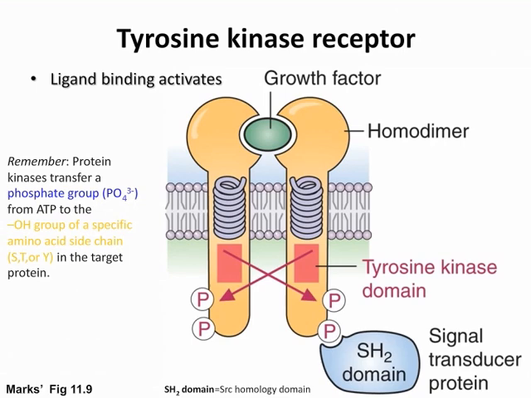Again, you have monomers in the membrane. A ligand will bind to it. In this case, it's growth factor. Once that happens, those two monomers are going to become a homodimer, and your tyrosine kinase domains are going to phosphorylate each other. Now you have an activated tyrosine kinase receptor. A protein from somewhere in the cell is going to come, take the phosphate, and bring it somewhere else in the cell to cause a cellular response.